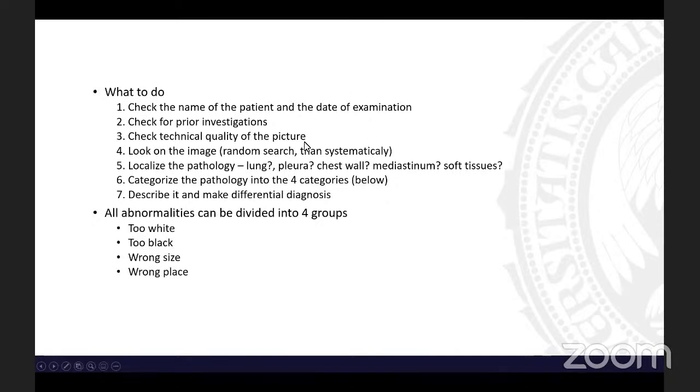Always do the systematical scan also. Radiologists sometimes have problems to do that because they just think that they are so good that they will find everything from the first sight, which is not true. Always, a systematical scan should be there.